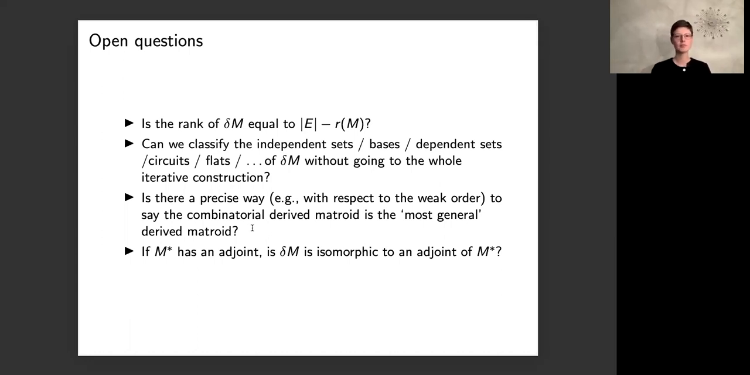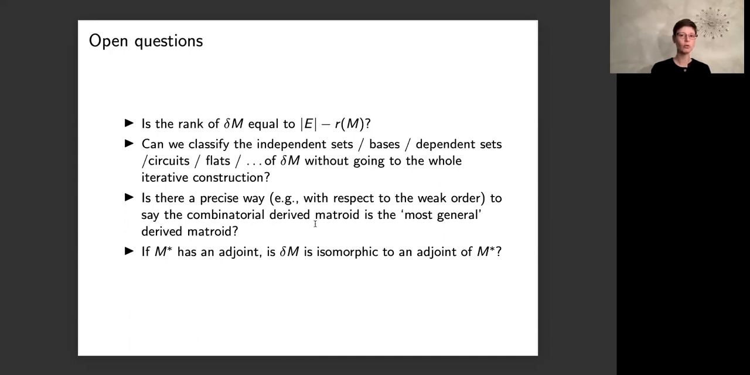And so to say that it is as independent as possible is saying we're going to use the weak ordering on matroids, and we kind of want to say that this is, I always forget what it is, is it the biggest? If it's the most general in the weak order, I think it's the biggest of all possible derived matroids. Yeah, thanks.